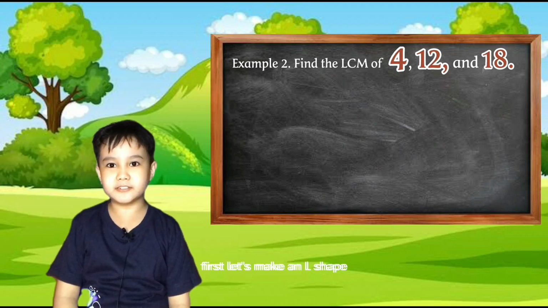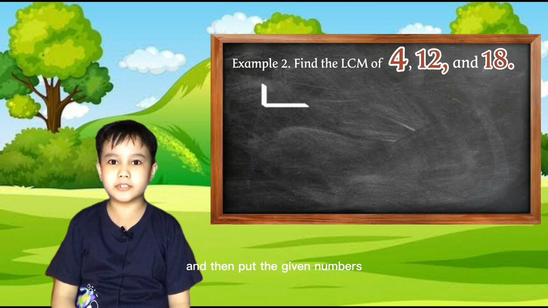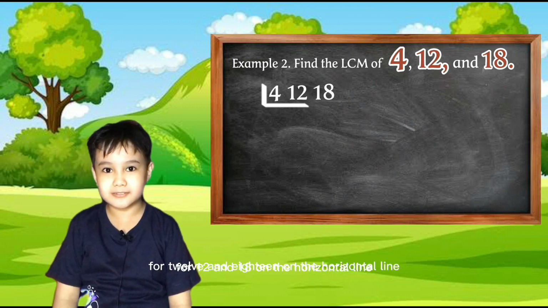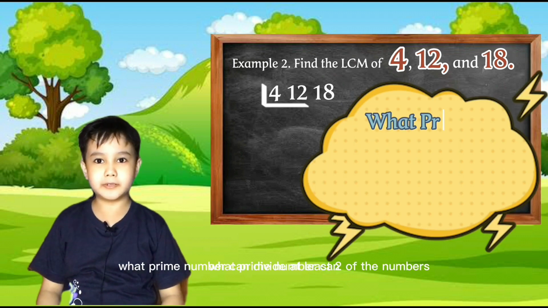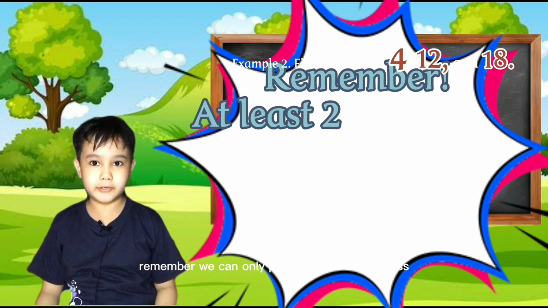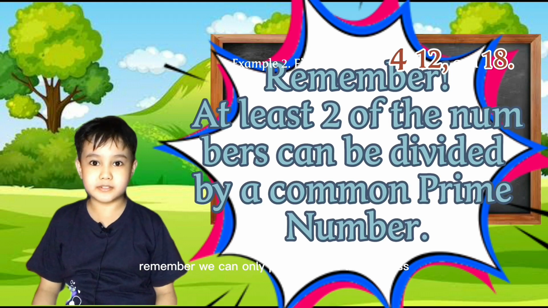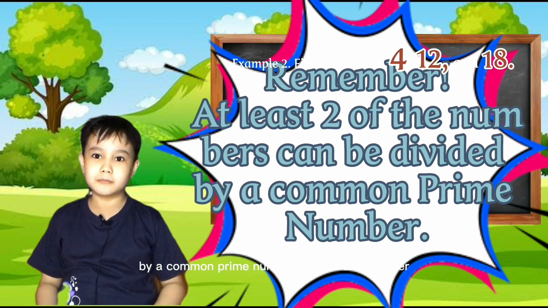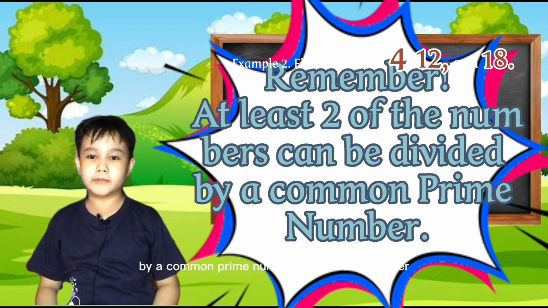First, let's make an L shape and then put the given numbers 4, 12, and 18 on the horizontal line. What prime number can divide at least two of the numbers? Remember, we can only proceed with the process if at least two of the numbers can be divided by a common prime number without a remainder.